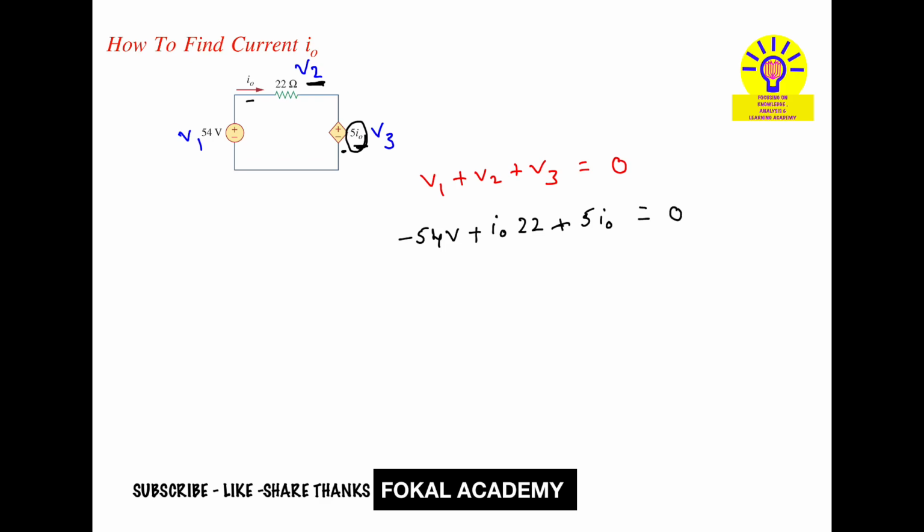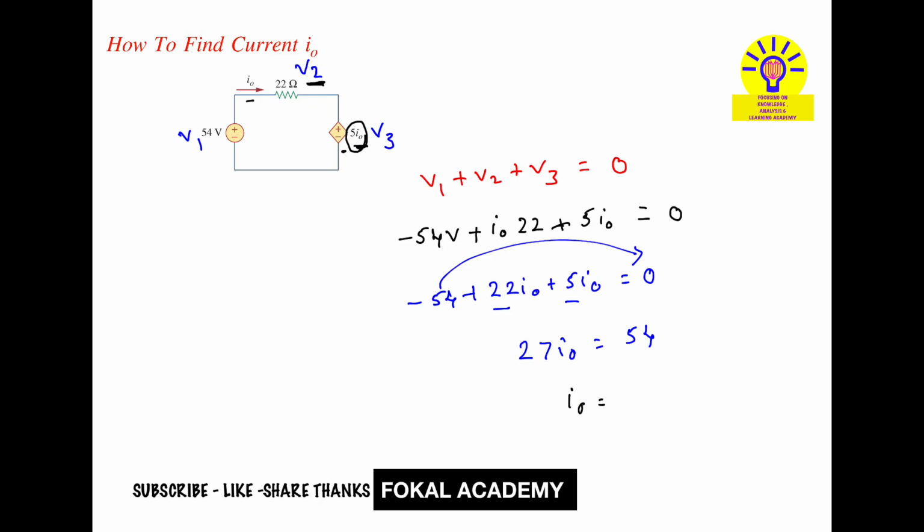From this we get minus 54 plus 22 I0 plus 5 I0 equals 0. So 22 plus 5 gives 27 I0. Bringing the 54 to the right-hand side, it becomes 54. By simplifying this, we get the current I0 equal to 54 by 27, nothing but 27 ones are 27, 27 twos are 54, that is 2 amperes. So this is the required current for the given problem.